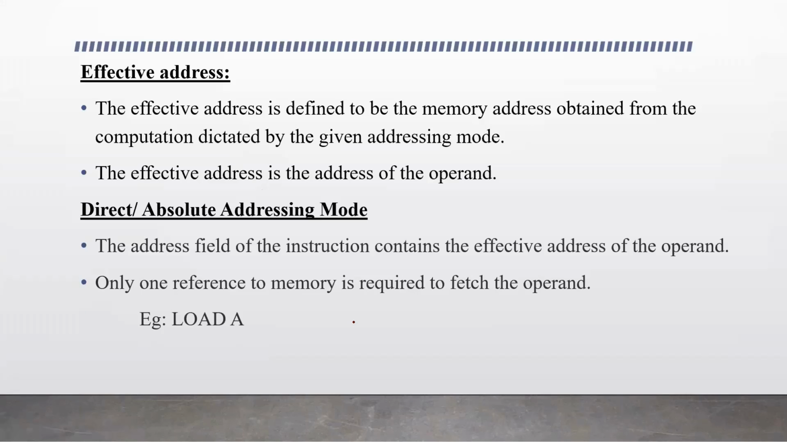And direct or absolute addressing mode. In direct addressing mode, the address field will have the effective address, so we call it direct addressing mode. To fetch an operand, we need the effective address of the operand. If it is given, we use that. If it is not given, we need to find the effective address. The first step is to locate the effective address and then locate the operand. But here in direct addressing mode, we have the effective address in the address field of the instruction. So this is direct addressing mode.